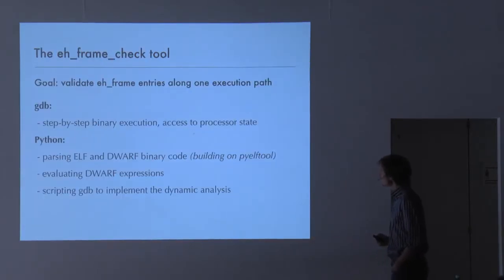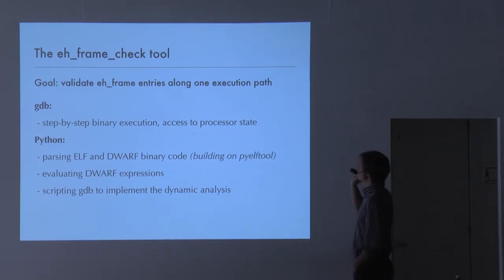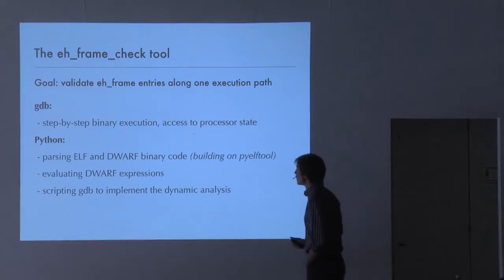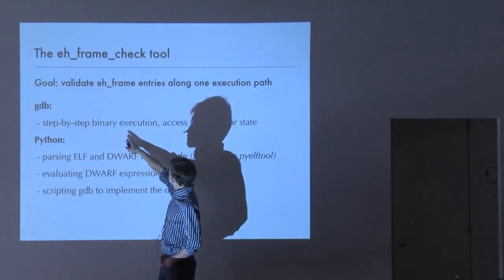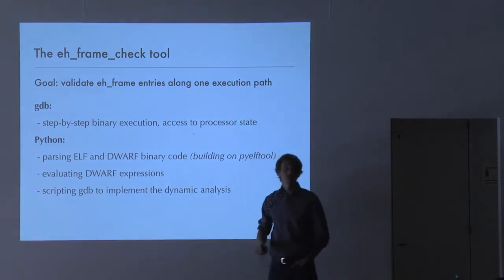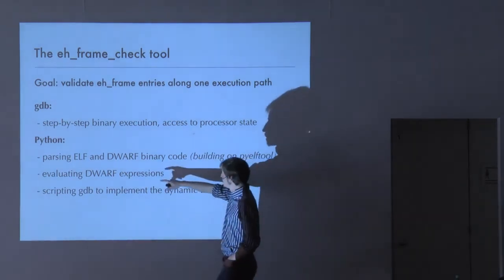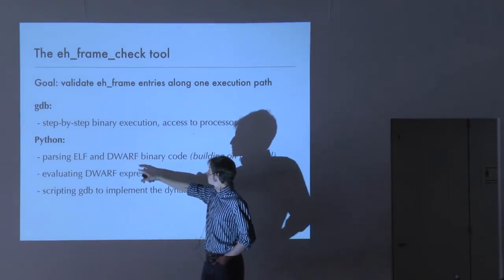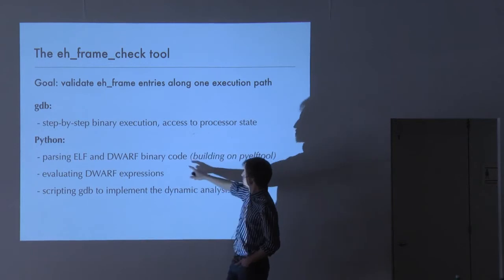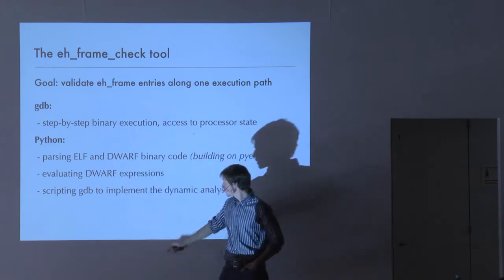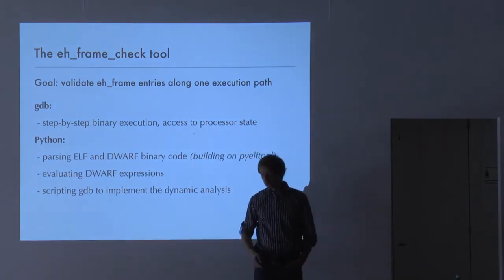So what we can do is to implement a very simple tool, which has one simple goal, which is to validate EH frame entries along just one execution path. Okay? And how can we implement this? Well, we take GDB to do step-by-step binary execution and to give us access to processor state and to give us independence from the architecture for free. And then, since you can script GDB in Python, you're stuck with Python. And we write in Python something that can parse ELF and DWARF binary code. And there is a nice library that can partially do this stuff already. We write an evaluator of DWARF expressions, and then we script GDB to implement this very simple analysis.